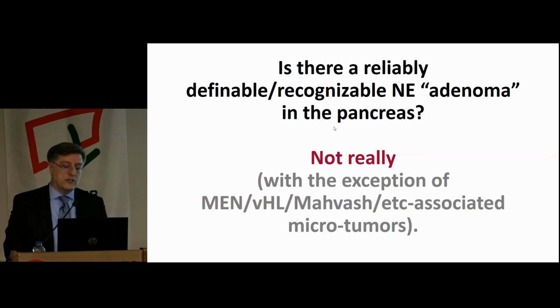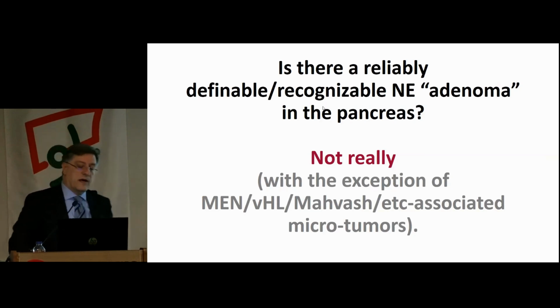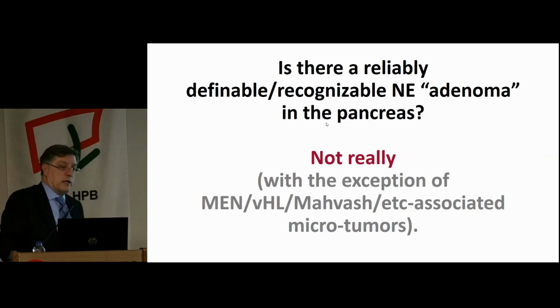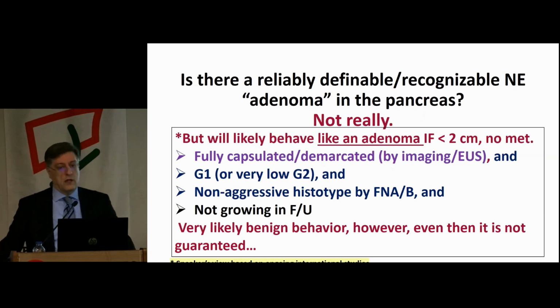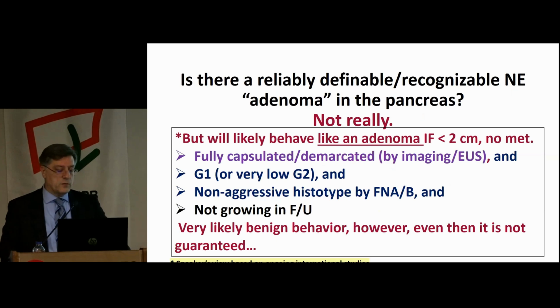So going back to our main question that I wanted to tackle: is there a reliably definable, recognizable adenoma, neuroendocrine adenoma, in the pancreas? The answer is not really. They're all malignant, but if they're really small, especially less than 1 centimeter, fully capsulated, with very low Ki-67, non-aggressive, and the patient is 70 with more comorbidities, then close follow-up, I guess, will be the approach. Again, I know this is easier for me to say, it's hard to follow, but if you ask me the biology of these tumors, this is what I have to tell you.